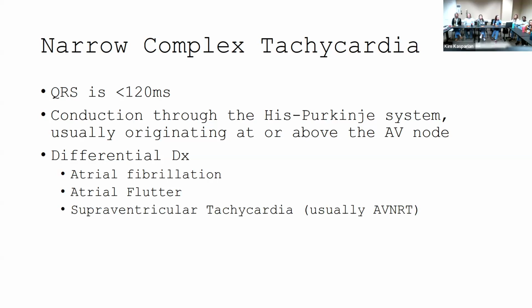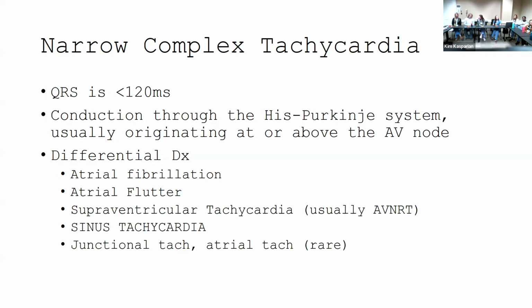What's the most common narrow complex tachycardia? Sinus tachycardia. And then there's a couple of rare ones, junctional tachycardia and atrial tachycardia. If you're talking to a first-year cardiology fellow, they're going to always tell you that it's atrial tachycardia. It's never atrial tachycardia. It's actually really rare, but it's fun to try to diagnose. All right.